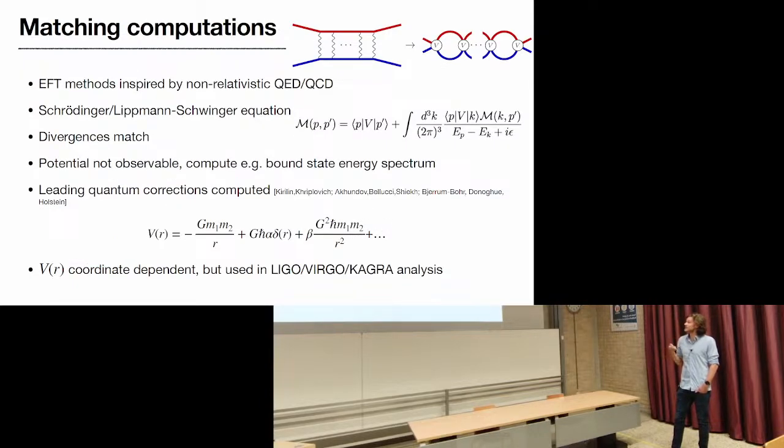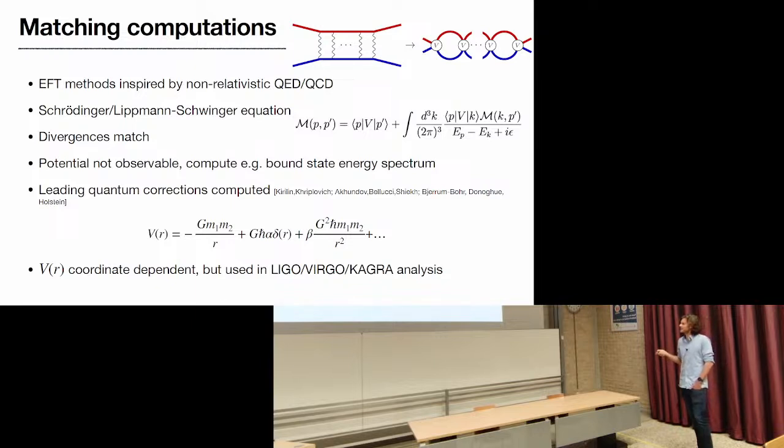One possibility is to basically do a matching computation to determine the scattering potential, starting from either the Schrödinger equation or the Lippmann-Schwinger equation. And in this approach, you will find that the divergences match. And this has been the first, or for a long time, this has been the most prevalent approach.